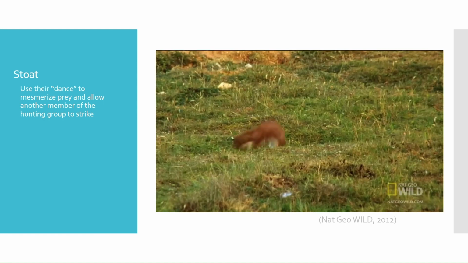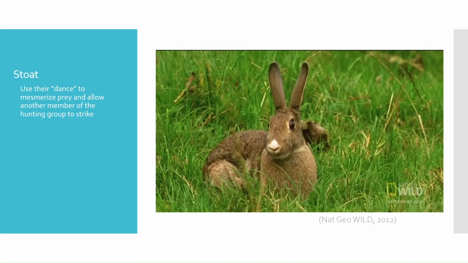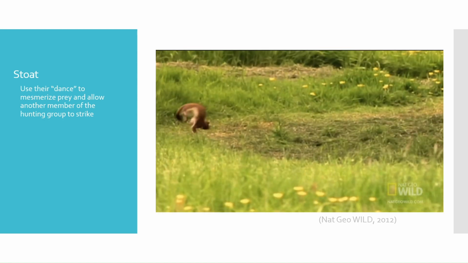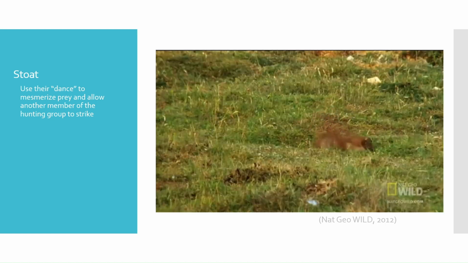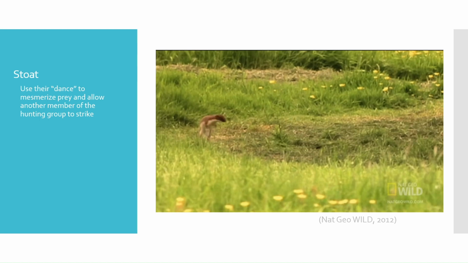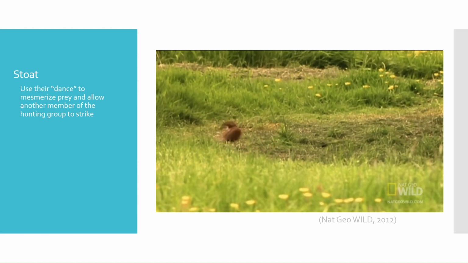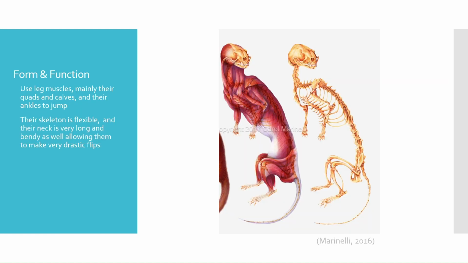As you can also see, they are known for doing their little dance of jumping, hopping around and twisting up in midair to mesmerize prey and allow other members of the hunting group to strike, or themselves if they are alone. As we can see, their leg muscles, mainly quads and calves, and their ankles are used to help them jump. As we can see, there's a lot of connection between the muscles, and we also have their flexible skeleton.